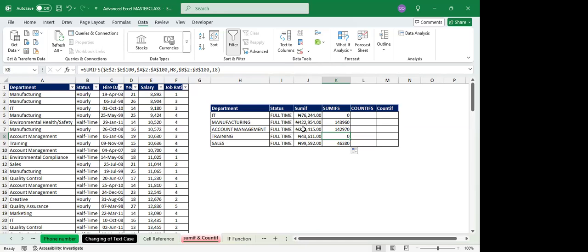So this is SUMIF. SUMIF means that I am performing an operation with some criteria. If the criteria is just one, that is SUMIF. If the criteria is more than one, I'm going to use SUMIFS.